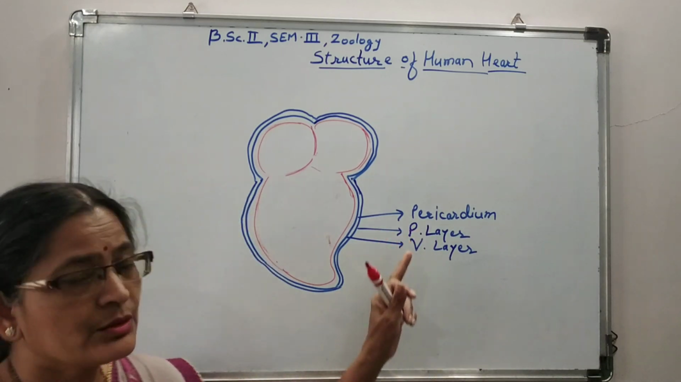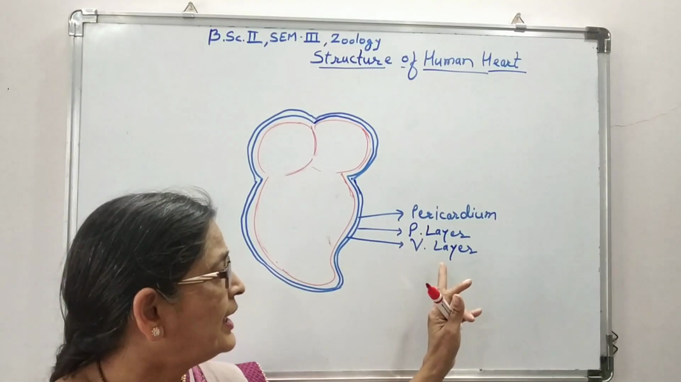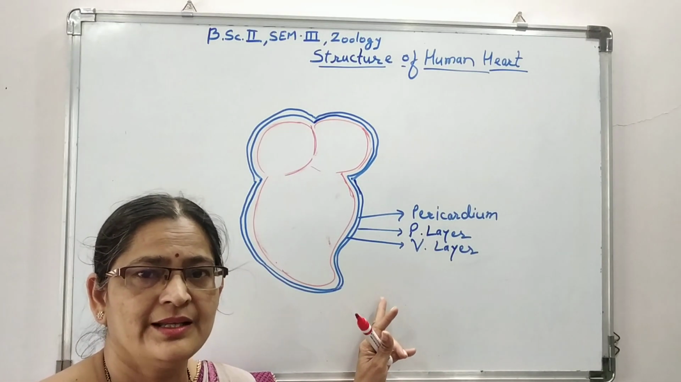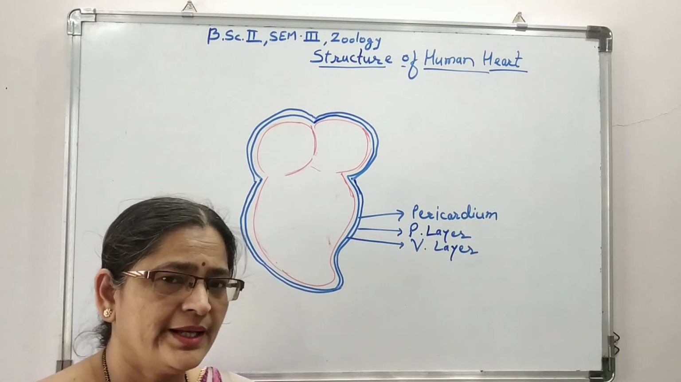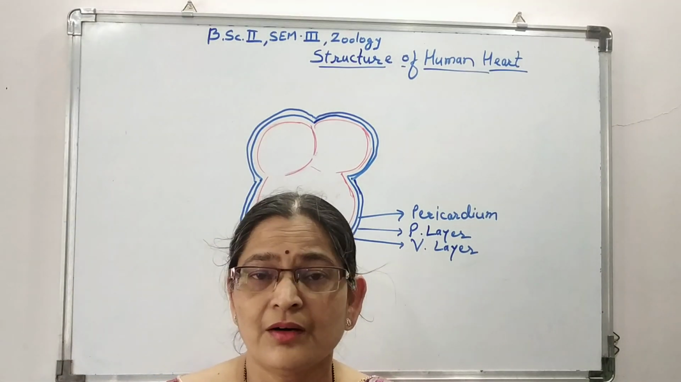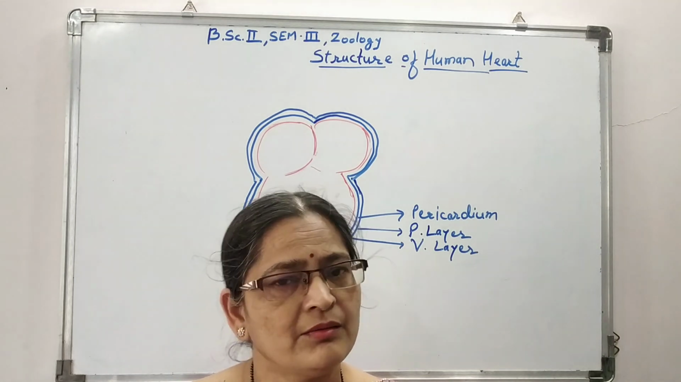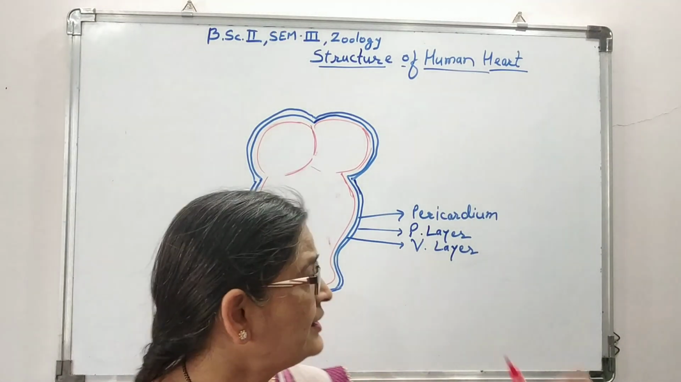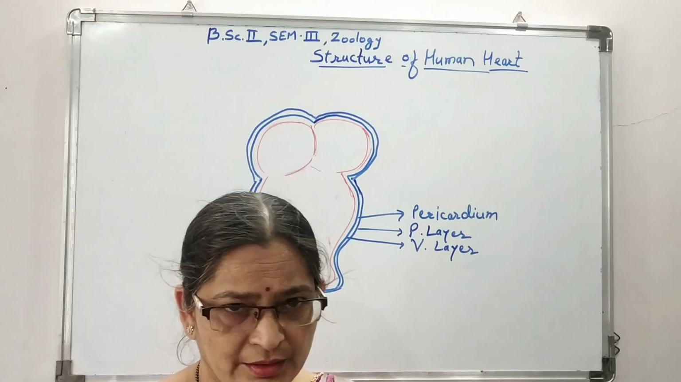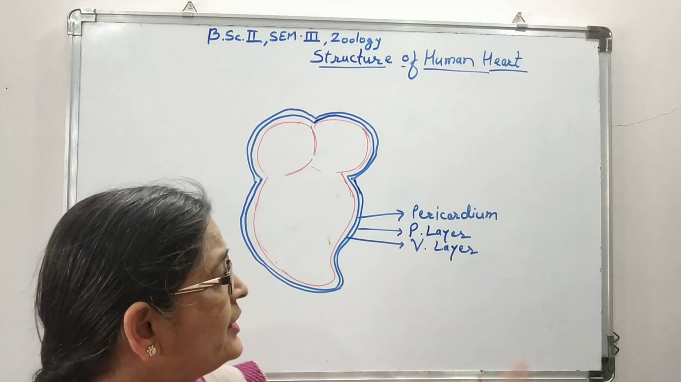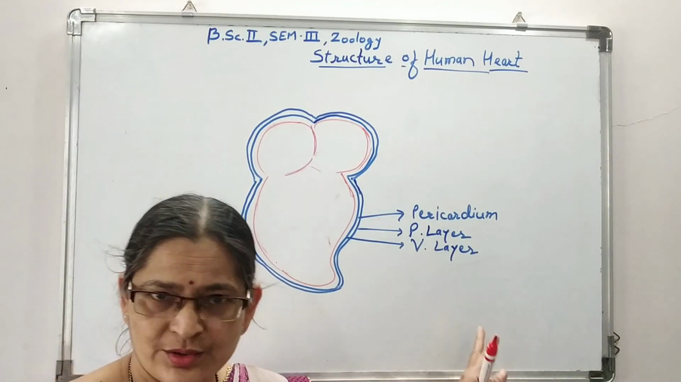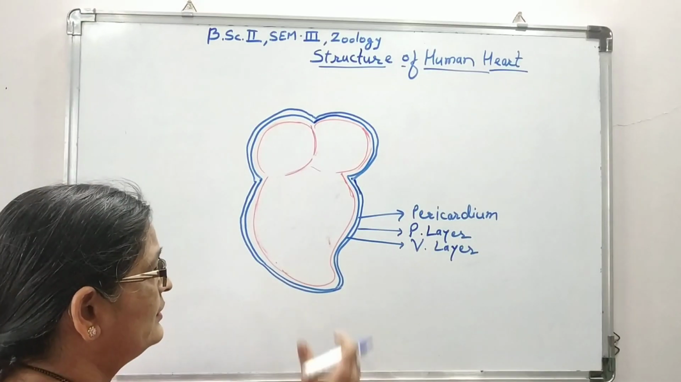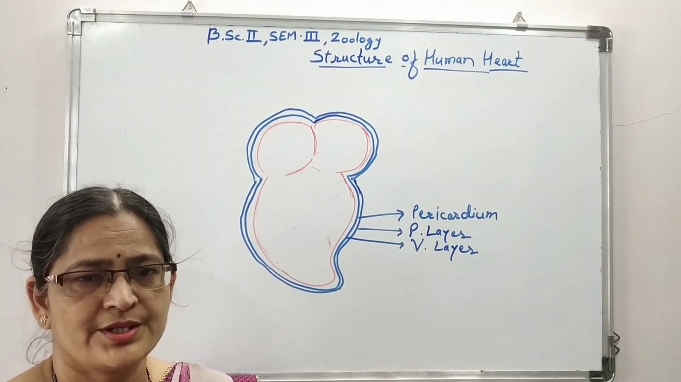And in between these two layers, that is the parietal layer and visceral layer, there is a space. It is known as the pericardial space. This pericardial space is filled with a fluid, the pericardial fluid. Now what is the function of this pericardium? As it envelops the whole heart, obviously it protects the heart from mechanical shock and mechanical injury. Then see the structure of the heart, the actual structure of the heart.